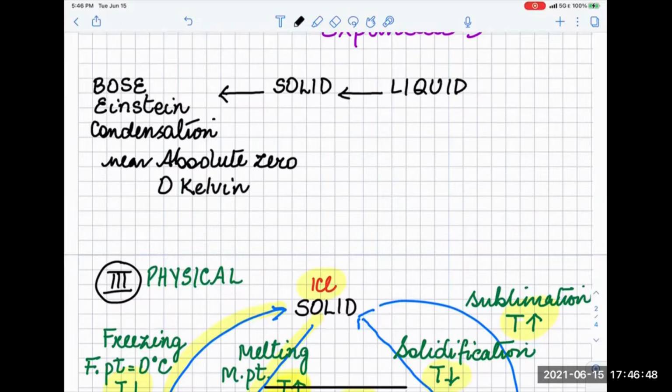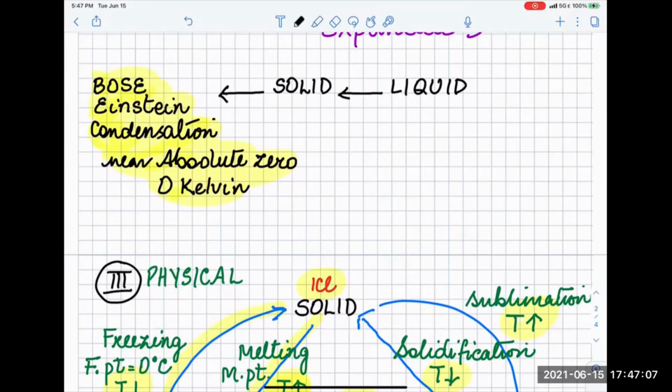So this is one piece. Commonly we don't see it, because obviously you need to bring the temperature that far down, and that can only happen in the labs. And we have not been able to actually bring the temperature down to absolute zero, but that's what I'm saying, near.